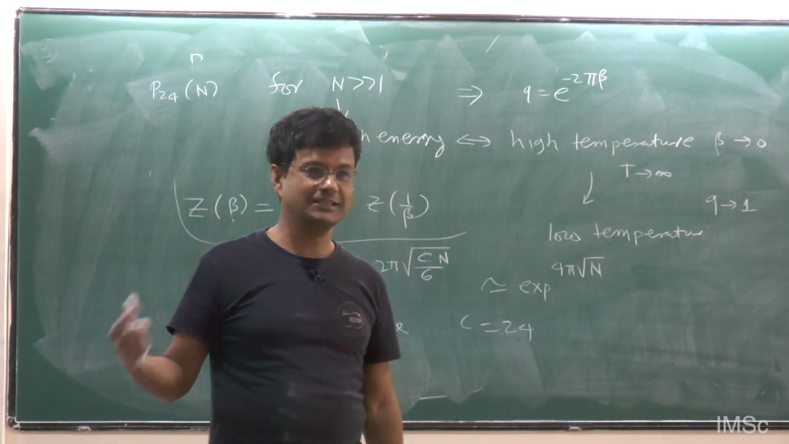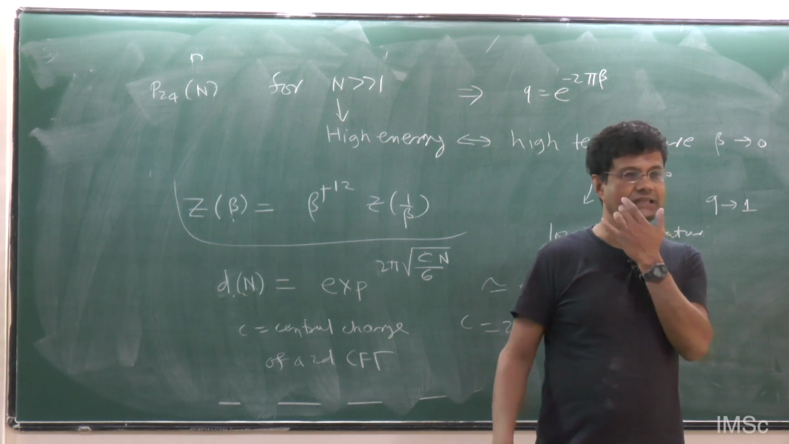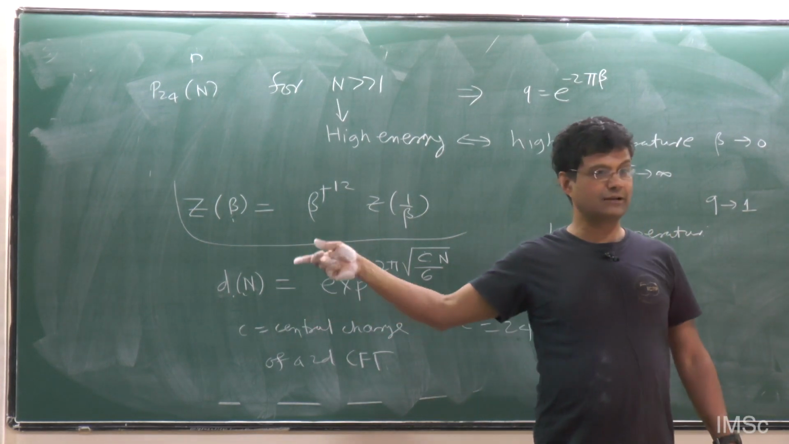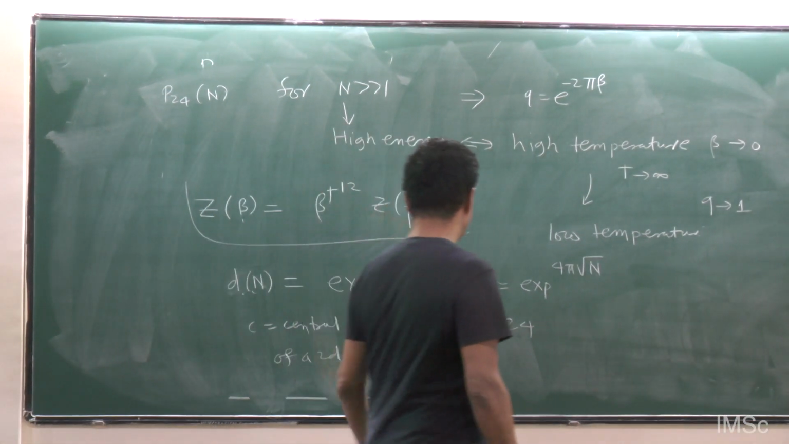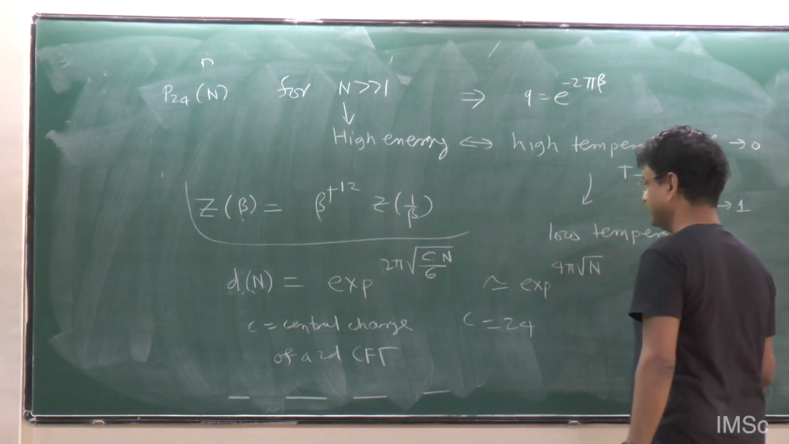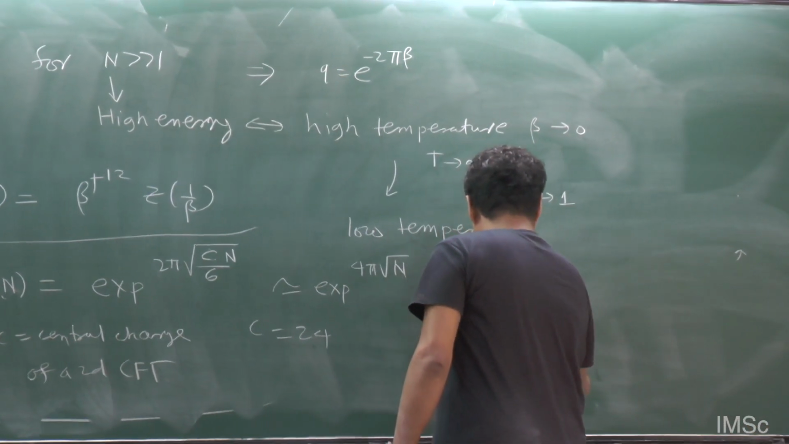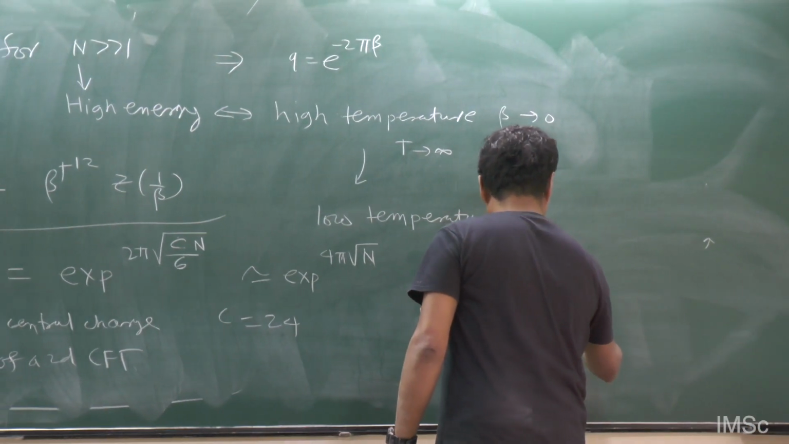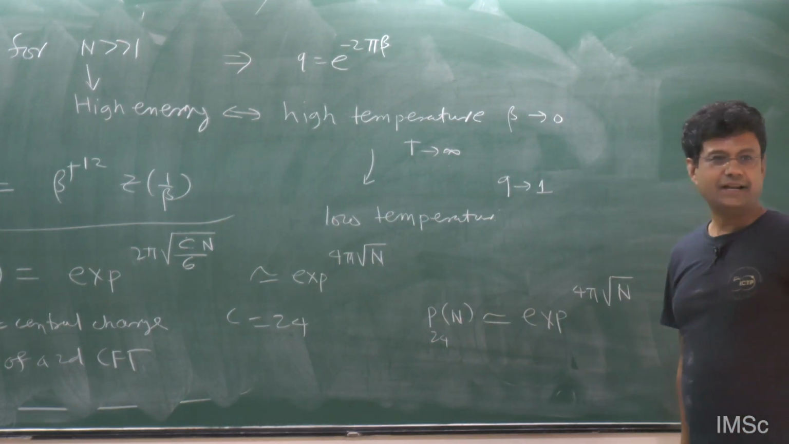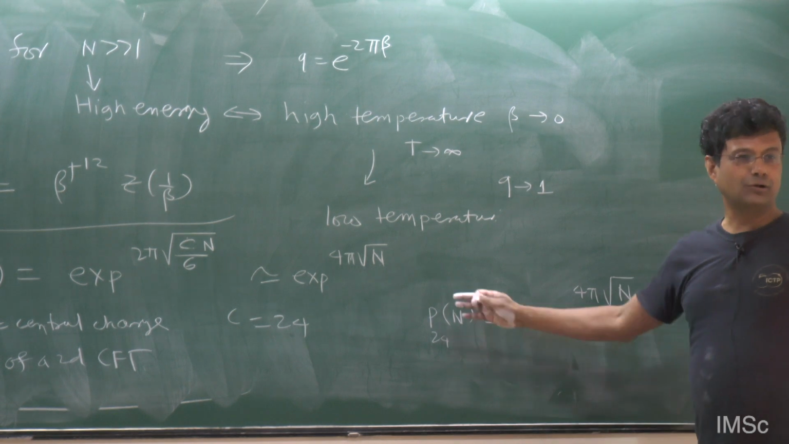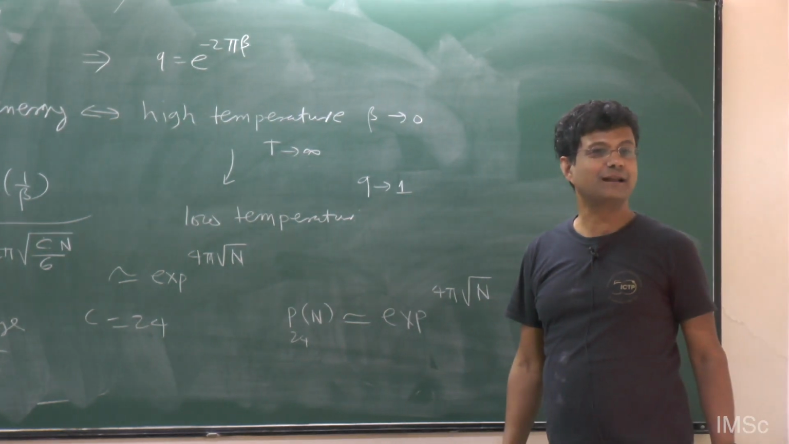I'm not going to discuss this, but that's what has been used in the subsequent explorations of quantum corrections to the black hole entropy. But to just summarize, so your P of 24 of n goes as exponential of 4 pi square root of n. And now you can take the black hole that corresponds. So where is the black hole in this? So far I have not considered a black hole.